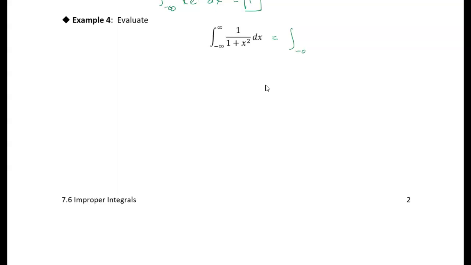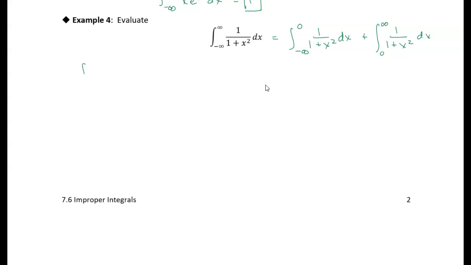So I'm going to integrate this from negative infinity to 0, 1 over 1 plus x squared dx. And I'm going to add the integral from 0 to infinity of 1 over 1 plus x squared dx. So I just have to do two parts now. I'm going to start with the first one.